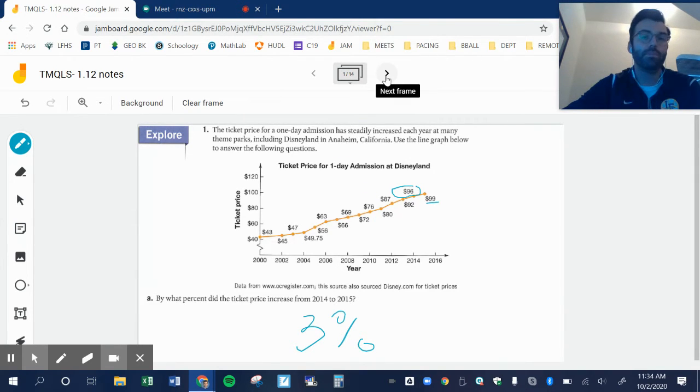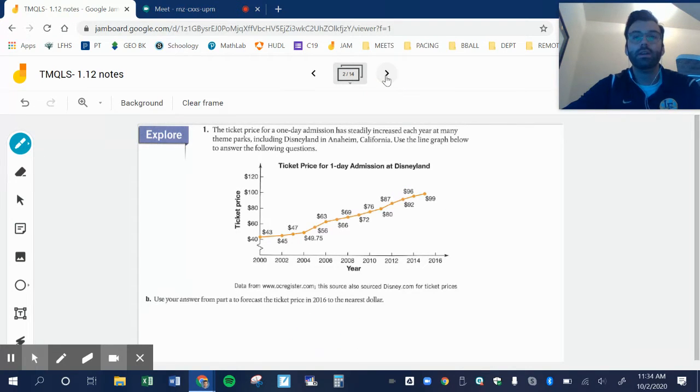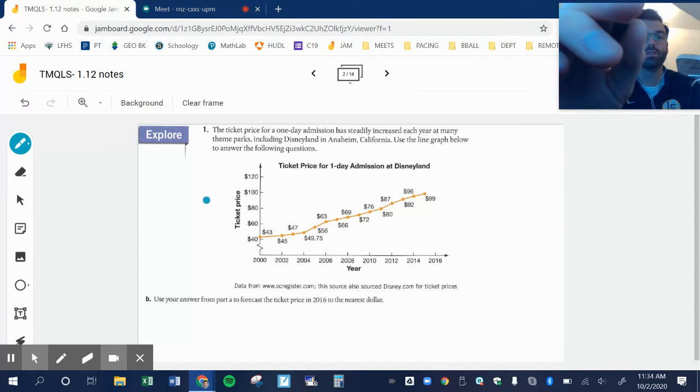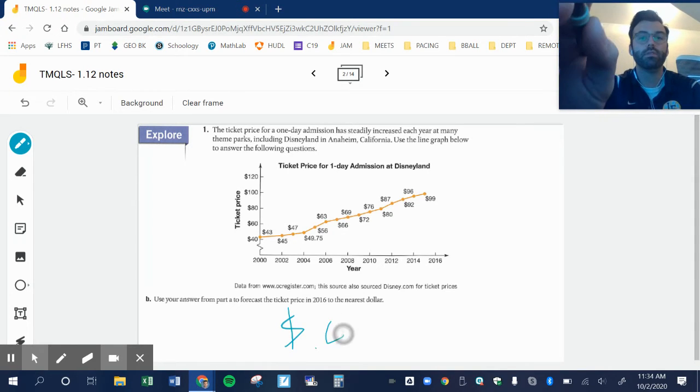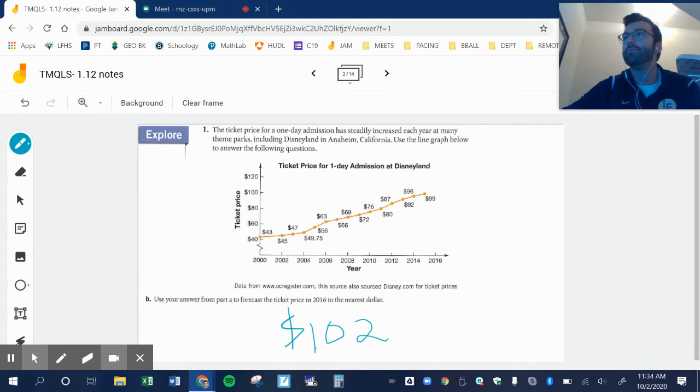All right. So in part B, it says use your answer from part A to forecast the ticket price in 2016. Well, if it went up $3 from 14 to 15, then I'm going to assume, based off what this question is asking me, that I'm going to go up $3 from 15 to 16. So 99 plus 3 is 102.